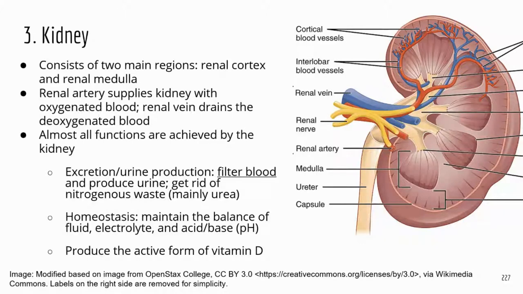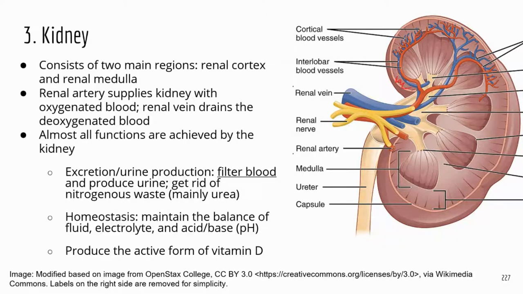So when you look at the kidney, it has this kind of bean shape, right? So the kidney can be divided into two main regions. Now, of course, there are some other minor regions, but since the TEAS study menu doesn't mention those structures, I don't think those structures will be on the test. So I think you only need to know the two main regions.